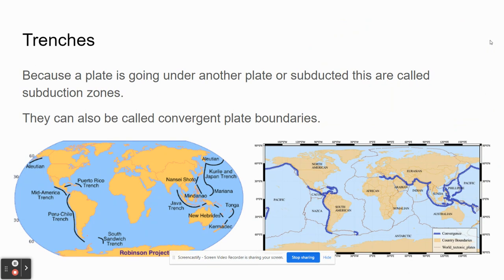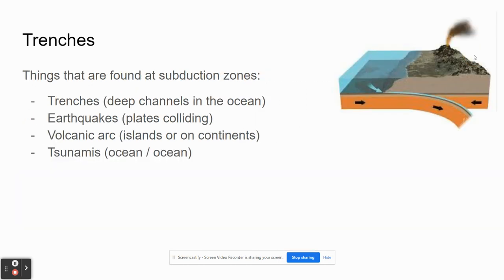So here are all the different places around the world where we see trenches. Just like we had other names for ridges, we have other names for trenches as well. Trenches are places that are called subduction zones because one plate is being subducted, or taken underneath another. These are also called convergent plate boundaries because the boundaries are coming towards each other, or running into each other. Things found at these subduction zones are obviously the trenches. Those are those deep channels where you can see that arrow.